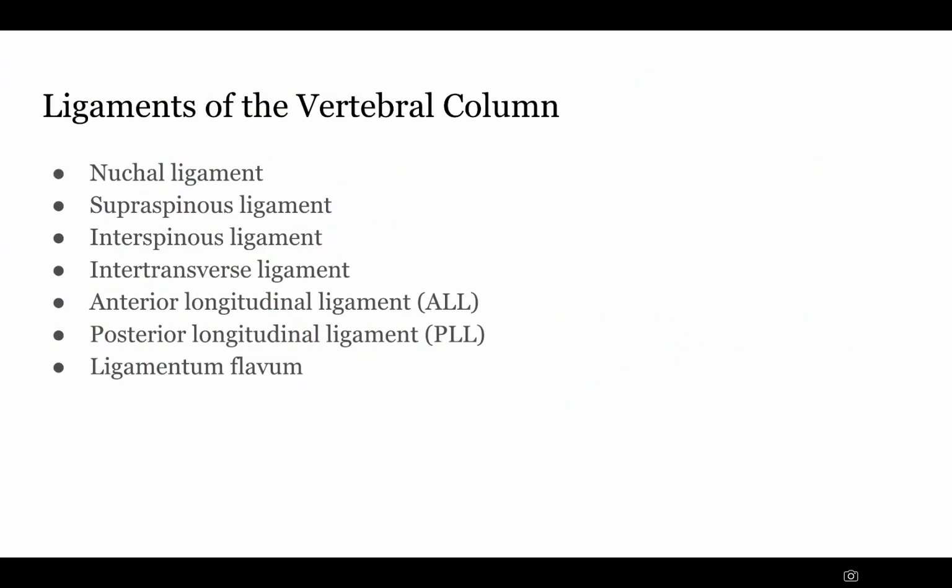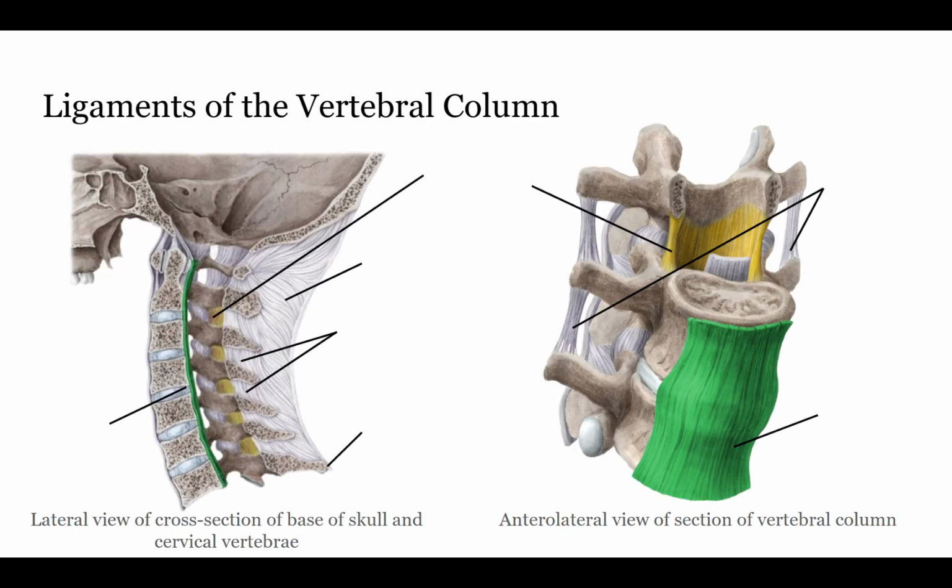Let's take a look at the ligaments of the vertebral column. There are 7 ligaments that we're going to be taking a look at. Please keep in mind that the anterior and posterior longitudinal ligaments are abbreviated as ALL and PLL in the following slide. The ligaments of the vertebral column primarily function to stabilize the vertebral column, hold the vertebrae in their proper positions, and to limit excessive movement.